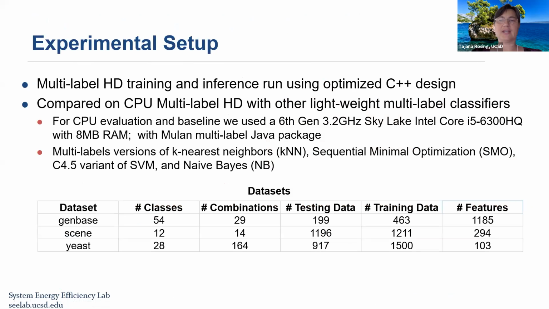So to evaluate this, we implemented it both using C++ on standard systems, and we also evaluated how it would work using the actual 3D flash. We compared it to multi-label versions of k-nearest neighbor, sequential minimal optimization, C4.5 variant, which is a variant of SVM, and a naive Bayes. And you can see here that we use data sets that have quite a few classes. The number of combinations is not an exponential function of the number of classes here, because the data set itself just did not have some of the combinations present.